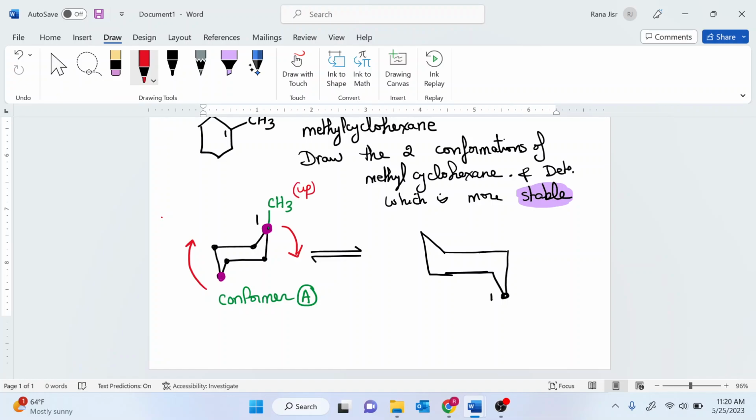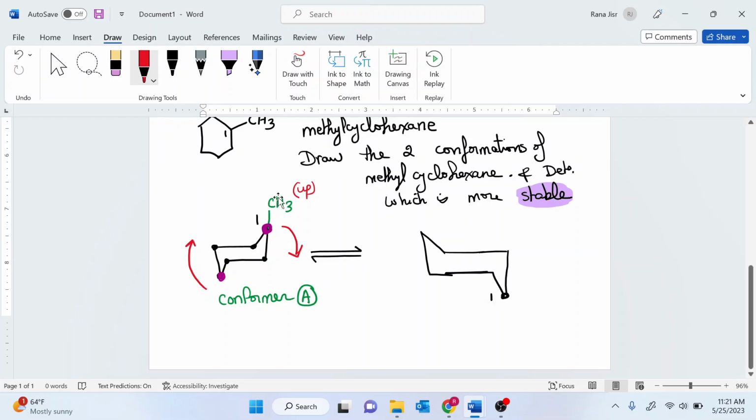By definition, when you flip the conformation, whatever is up stays up, whatever is down stays down. You are not changing the orientation of your substituent. So your substituent is going to stay in whatever orientation it is in. If it is up, it's going to stay up. And if it is down, it's going to stay down. But when you do the flip, axials always change into equatorials, and equatorials have to change into axials.